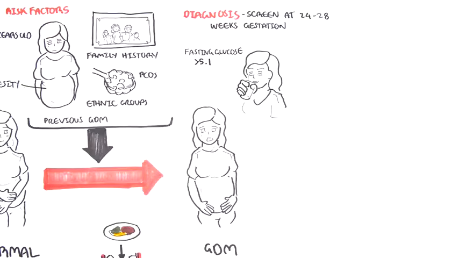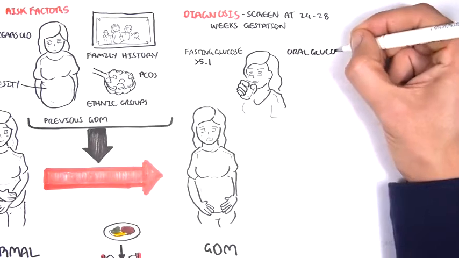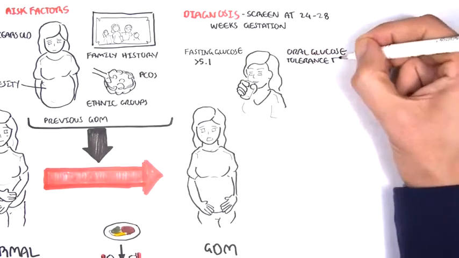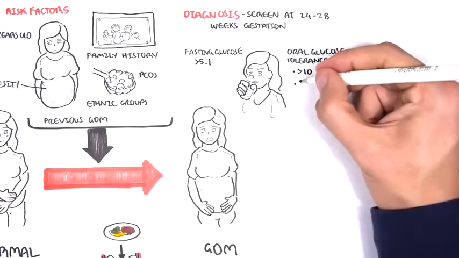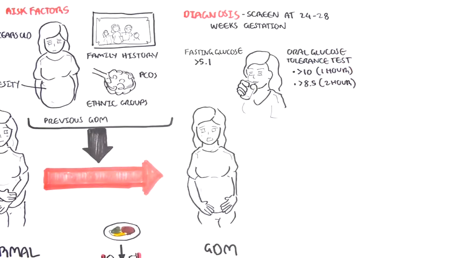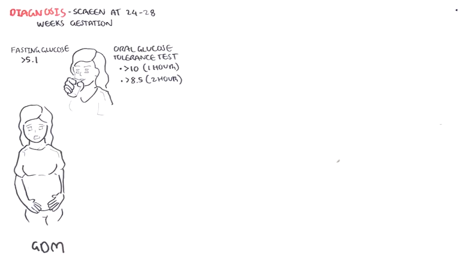The diagnosis of GDM can also be done with an oral glucose tolerance test. If blood glucose is greater than 10 millimoles per liter after 1 hour of taking oral glucose, or greater than 8.5 millimoles per liter after 2 hours of taking oral glucose. These values normally should be lower because insulin should be lowering blood glucose. But with insulin resistance or sensitivity, blood glucose takes a lot longer to go down after eating glucose.